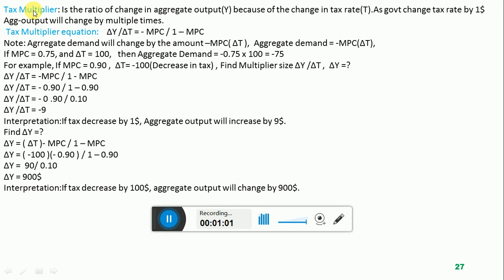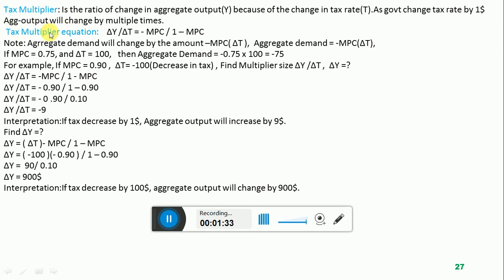The tax multiplier represents the change in aggregate output level because of the change in tax rate. This is the ratio of the change in aggregate output level to the change in tax rate. The tax multiplier will estimate how much aggregate output level will change if the government changes the tax rate by $1. The tax multiplier will be estimated mathematically.